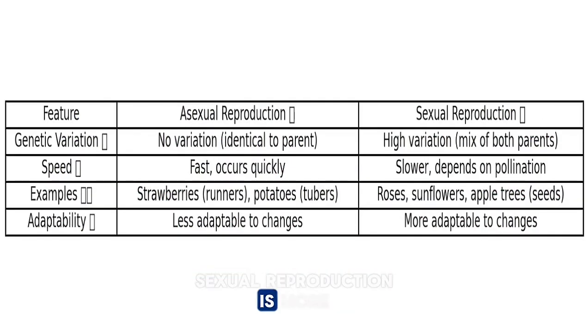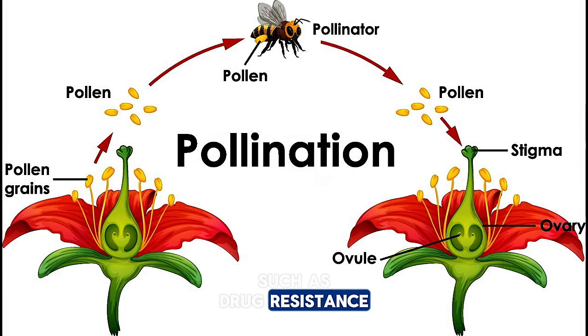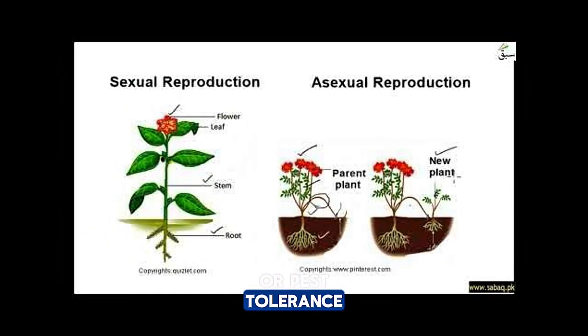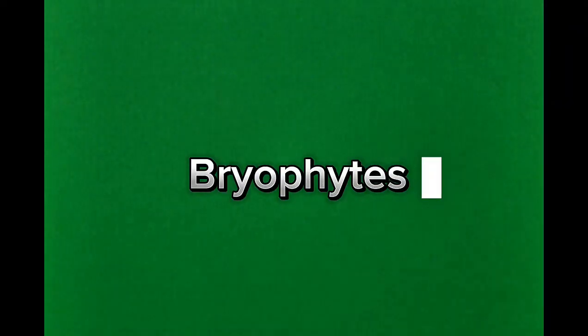Sexual reproduction is more effective in changing environments because it increases genetic diversity. This variation allows some plants to develop traits that help them survive in new or extreme conditions, such as drought resistance or pest tolerance. In contrast, asexual reproduction produces identical offspring, making it less adaptable to environmental changes.